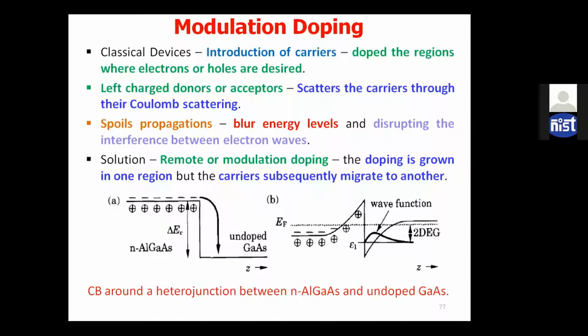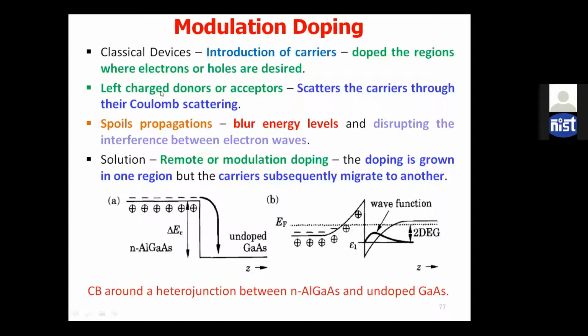As you know, in classical devices, for example, take a PN junction, which is a classical device. If you dope the P-type material, that means you want to introduce carriers. So you dope the region where electrons or holes are desired. That means in the same region where you want electrons and holes, you dope there. So what is the problem here?